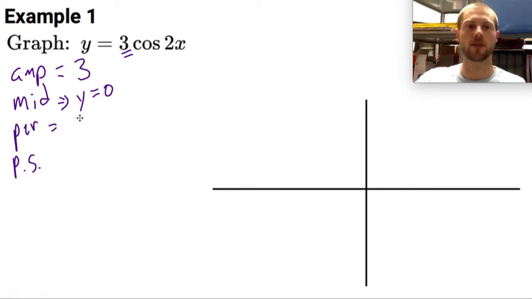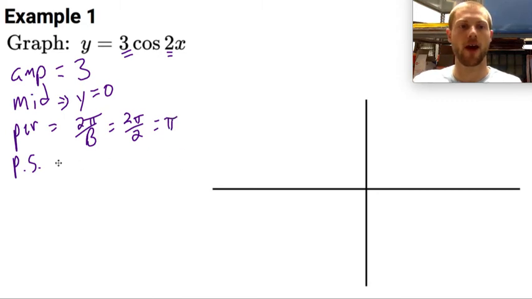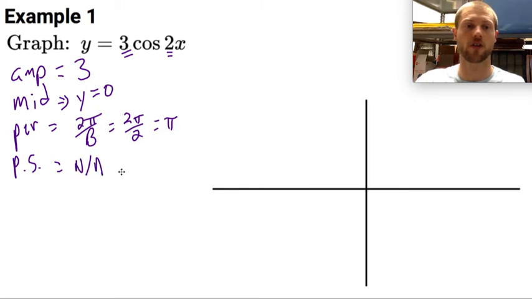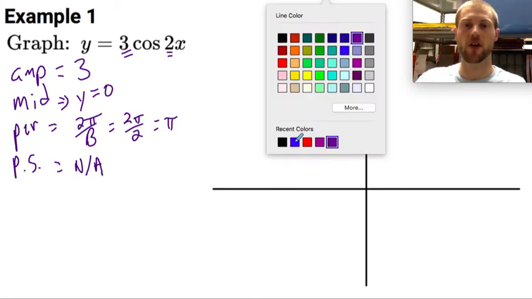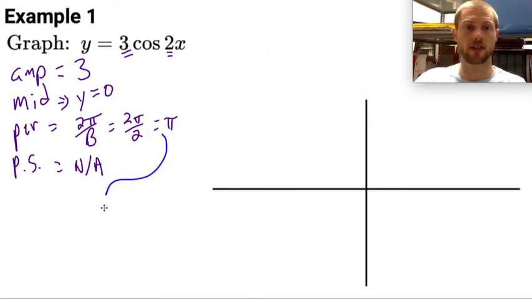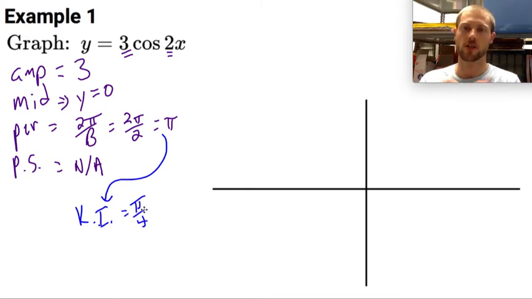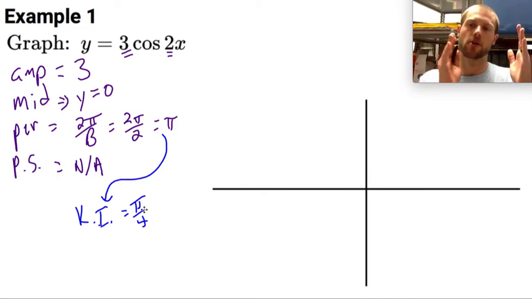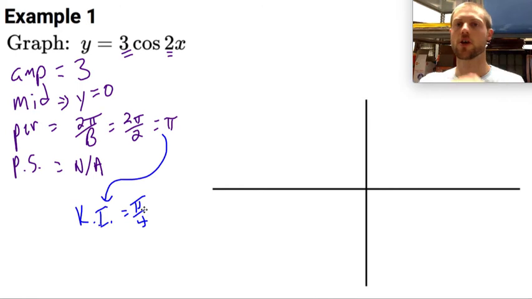The midline, I'm not adding or subtracting anything, so the midline is y equals 0. The period is still given by 2 pi over b, and in this case, the b value is 2. So 2 pi over 2, or just pi, is my period. I've got no phase shift here, since I'm not adding or subtracting anything inside the function. One other key thing is the key intervals, given by taking my period and dividing it by 4. So that's pi over 4 for each key interval. My period should last pi radians, and I'm going to chop it up into pi over 4 chunks to plot my key points.